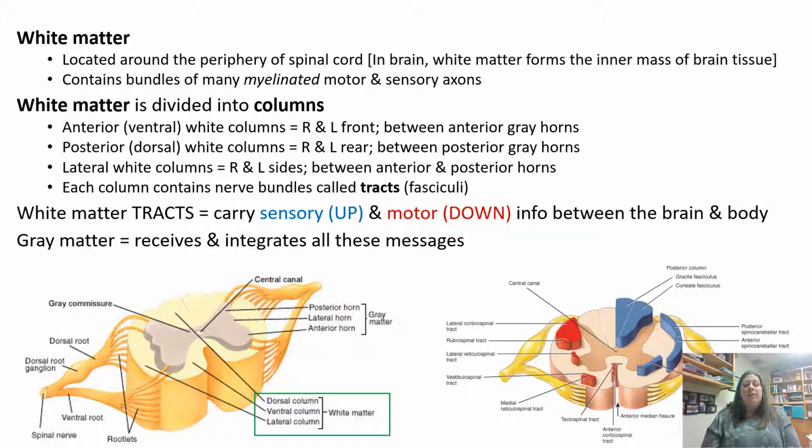Now the white matter tracts are going to carry sensory information up, and in this picture you'll notice the sensory information is going to travel up through the blue tracts. The motor information is going to come down from the brain to the rest of the body through these red motor tracts. The gray matter is going to receive and integrate all of these messages, because remember they're the cell bodies and the dendrites, so they're going to receive the information, decide how it needs to be sent up, down, that sort of thing.